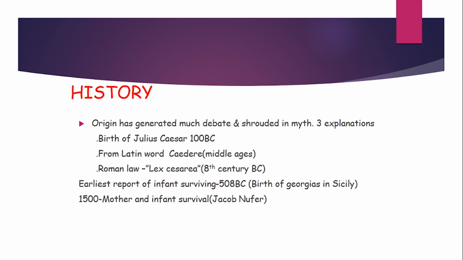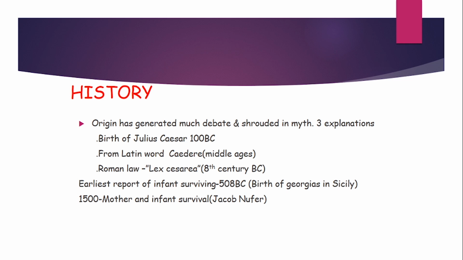So let me take you through the history of cesarean section. There have been so many myths surrounding the origin of cesarean section. Some workers will tell you that the birth of Julius Caesar in 100 BC, that's the origin of the word cesarean. Some say it's from the Latin word cedere, as I mentioned earlier. Some will tell you that it's actually taken from Roman law, lex caesarea, in the 8th century BC. And the earliest report of an infant surviving following cesarean section was in 508 BC. That was the birth of Gorgias in Sicily. And in 1500, they recorded the first survivor of both the mother and the infant.